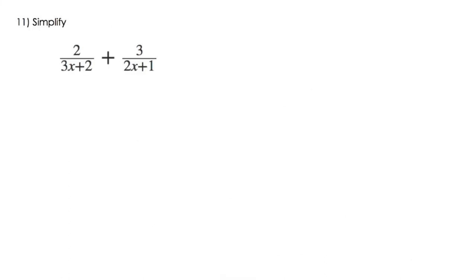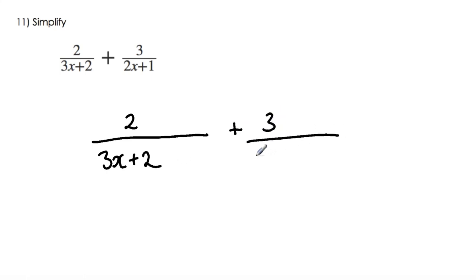Question 11. Simplify 2 over 3x plus 2 plus 3 over 2x plus 1. Our first step is to find a common denominator. To do that, I'm going to multiply the left-hand side by 2x plus 1 and the right-hand side by 3x plus 2. So let me just write the question out over here. 2 over 3x plus 2 plus 3 over 2x plus 1.